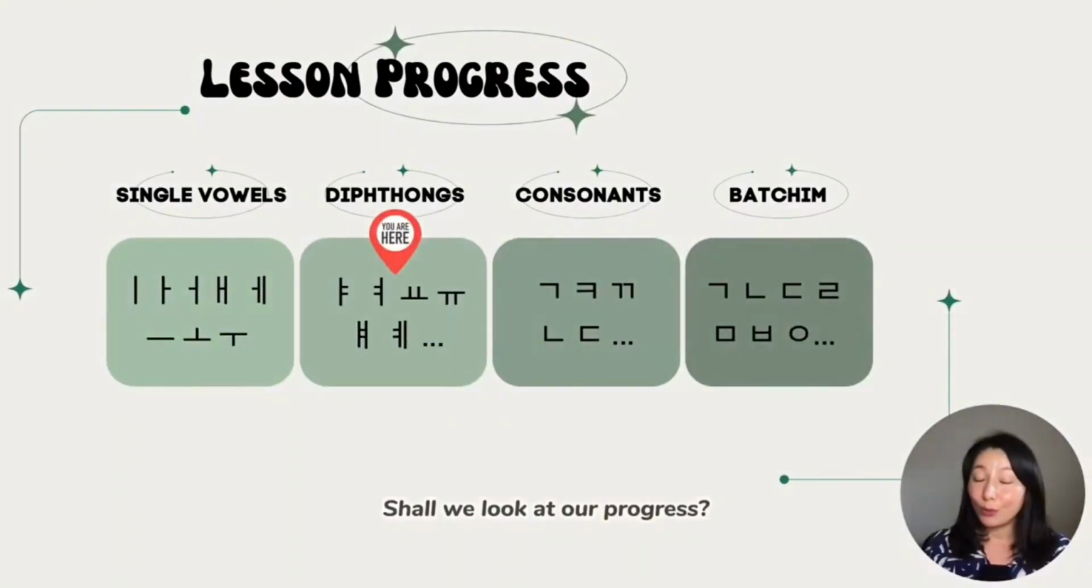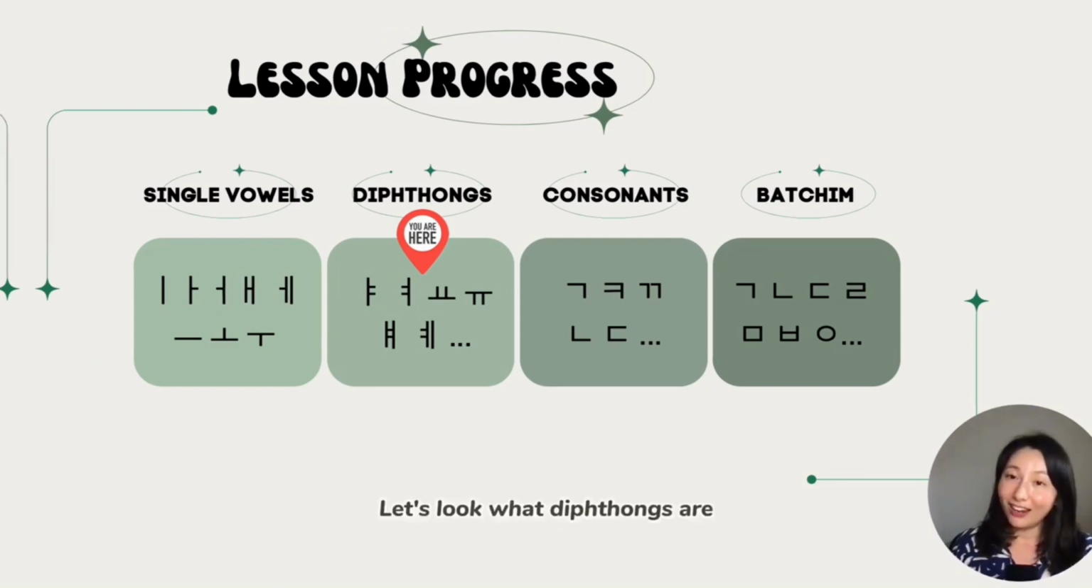Shall we look at our progress? We have learned the 8 single vowels in the previous lesson, and now we are going to move on to diphthongs. Let's look at what diphthongs are.